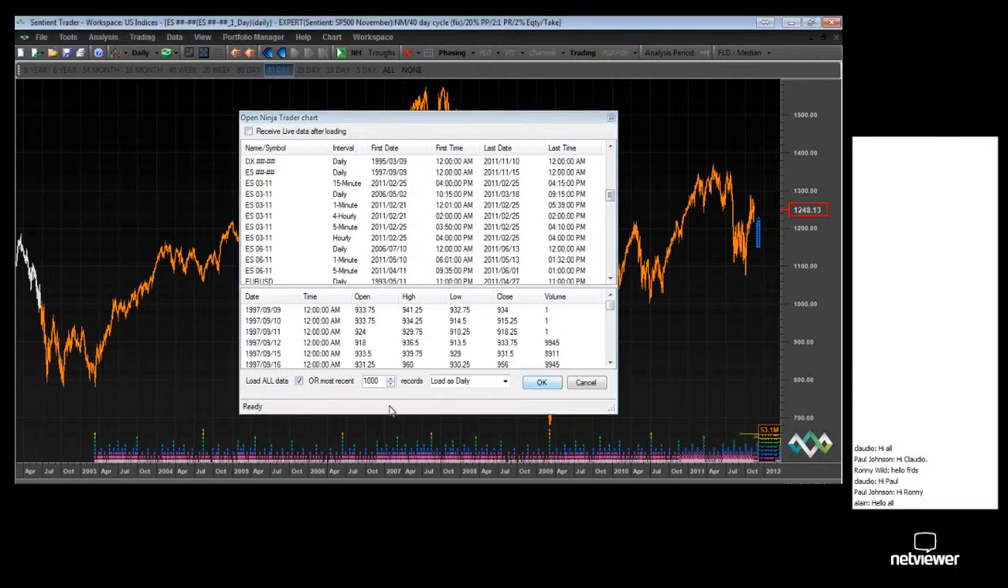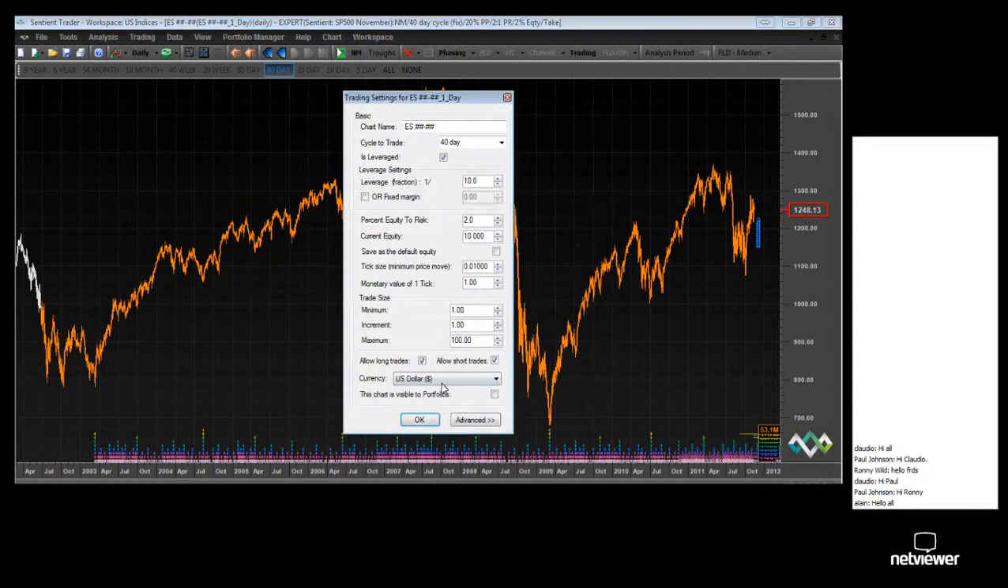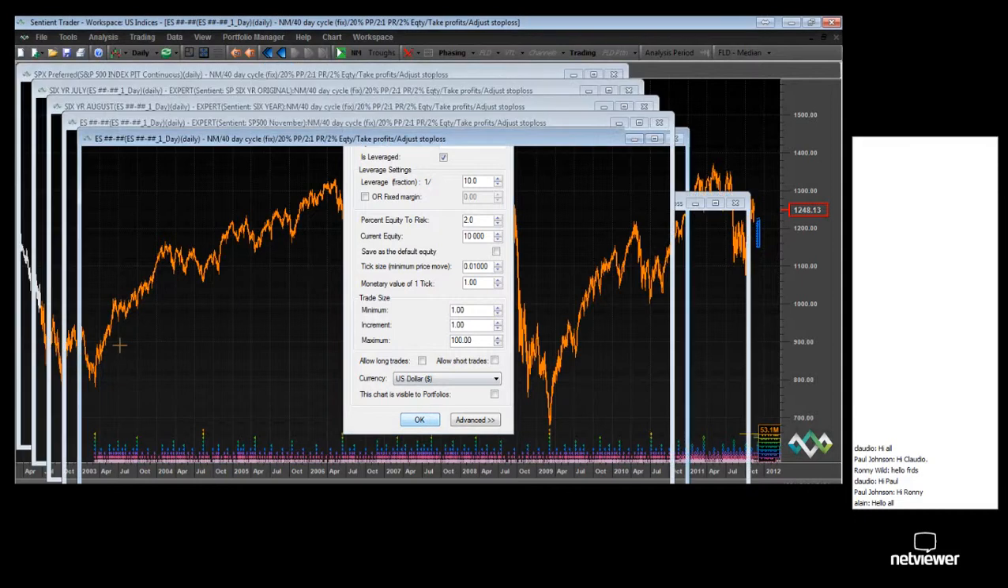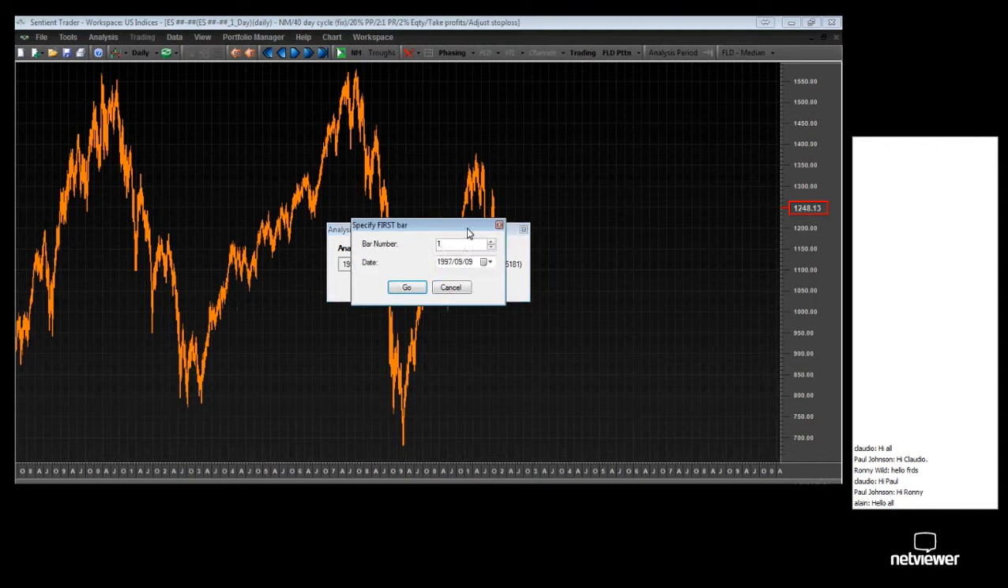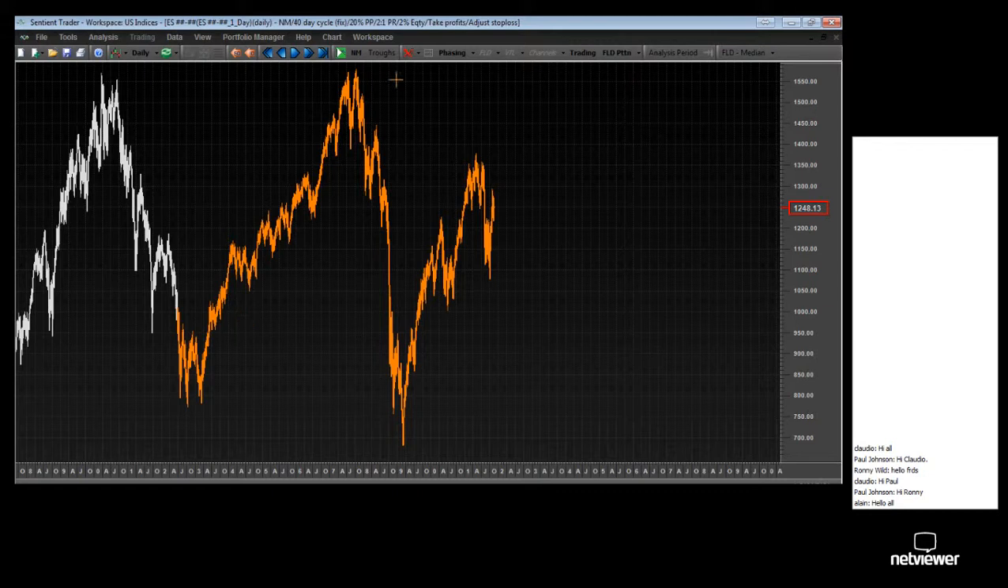Right, let me just quickly create a new chart. I was going to create a chart. I think let me use a Ninja Trader chart, ES. Right. I won't worry too much about that. Okay. And set the analysis period 1750. Right. Okay, let's get Sentient Trader analyzing that.